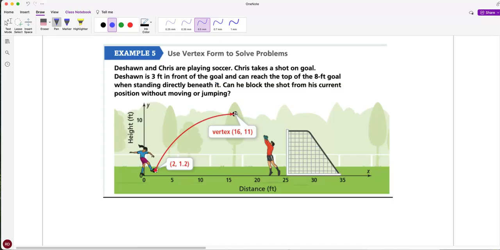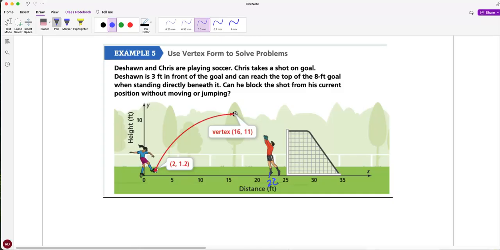Okay, so I've got to figure out what's going on in this particular problem. If I look at it, I've got a vertex, okay? So I just need to figure out the vertex is 16, 11, and I've got to figure out where the ball is going to be when he's 3 feet in front of the goal. So he's at 2, 1.2, okay?